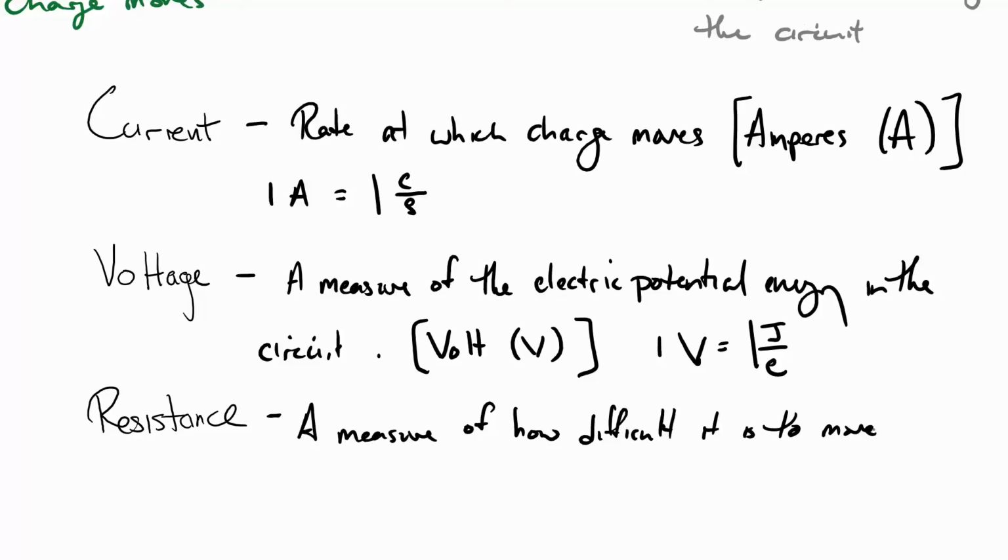I'm just going to say move charge. And so resistance is measured in ohms. And an ohm uses the Greek character omega. An ohm is an ohm. It's not a derived unit in the same sense that the volt and the amp are.